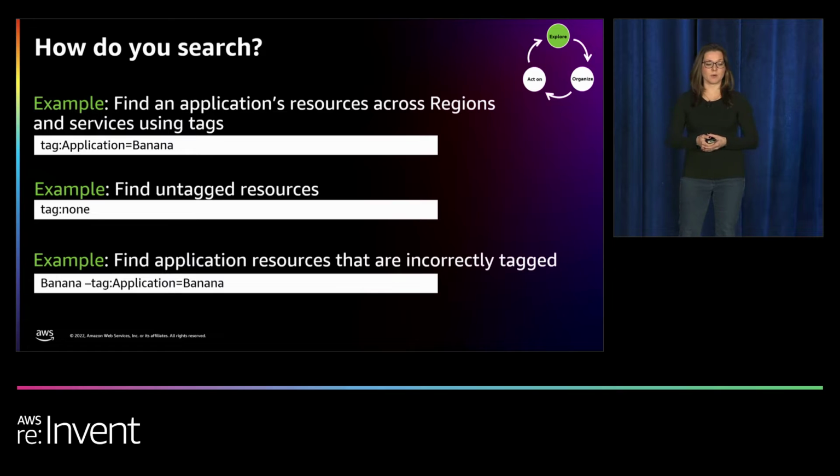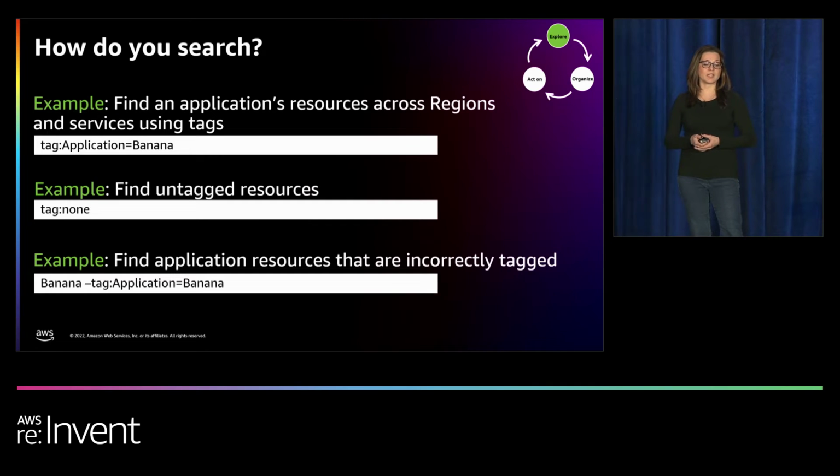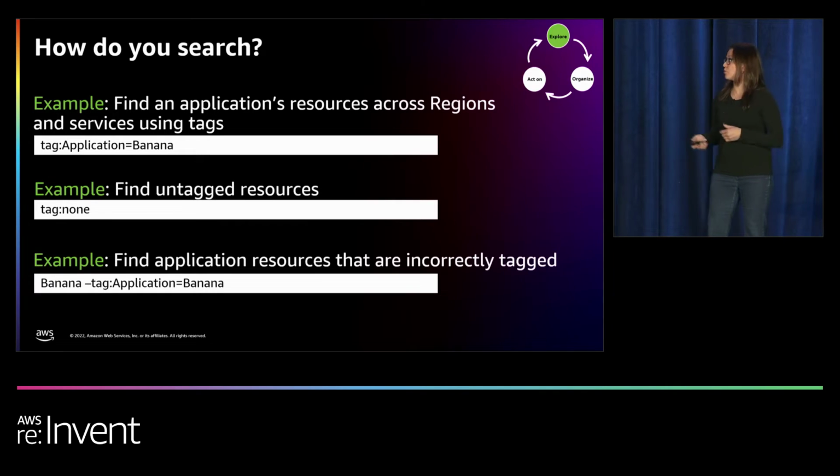And in my last example, it's finding application resources that are incorrectly tagged or mistagged. So in this example, find anything that's not tagged with application equals banana. So with that, I'll turn it over to Ed to actually show this in action, show a demo.